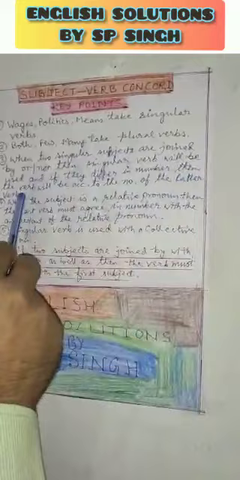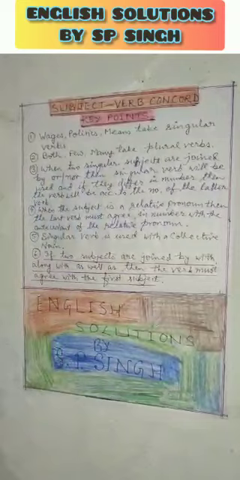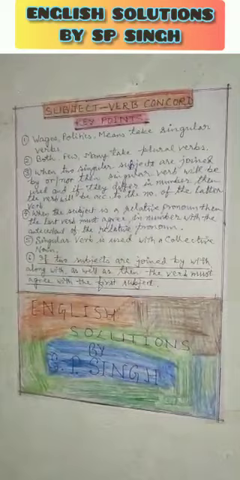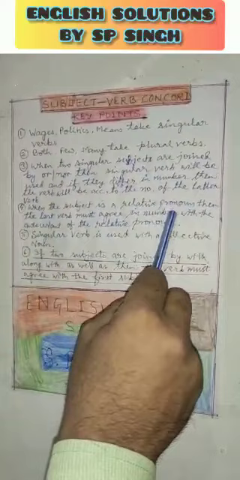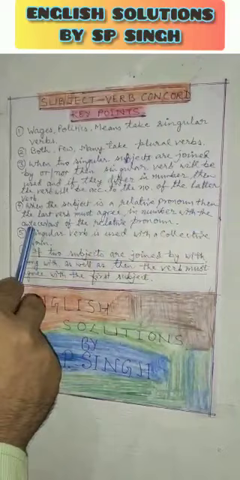Means, if they are having 2 choices joined by "or" or "nor," then they will arrange the verb according to the latter one. This idea you have to bear in mind. This is a very important point, and you have to carry it throughout your learning. Next point, when the subject is a relative pronoun, then the verb must agree in number with the antecedent of the relative pronoun. Antecedent means that which comes before the relative pronoun.